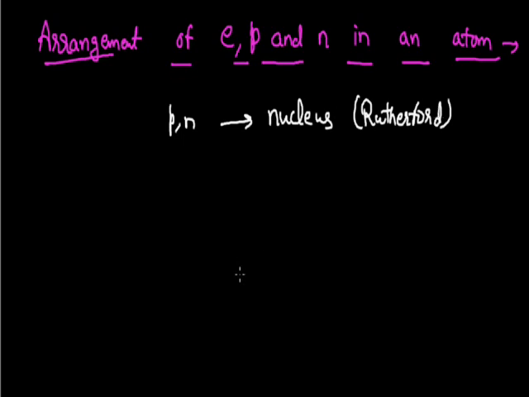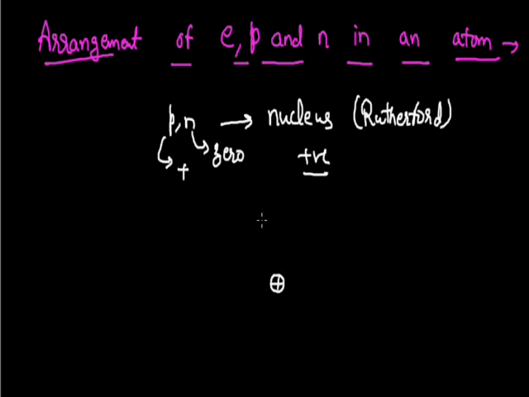Here we will only use the term nucleus, and since this nucleus contains the positively charged proton and the neutron, which has zero charge, the total charge on the nucleus is positive due to the presence of the positively charged proton. So it is symbolized by this kind of positive symbol present at the center of an atom.